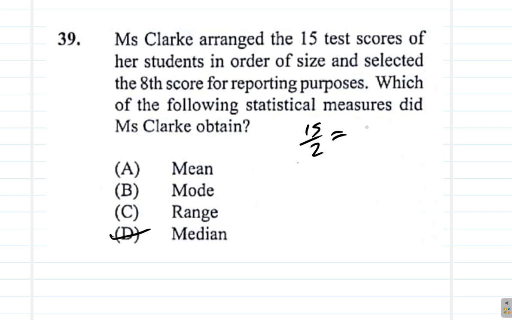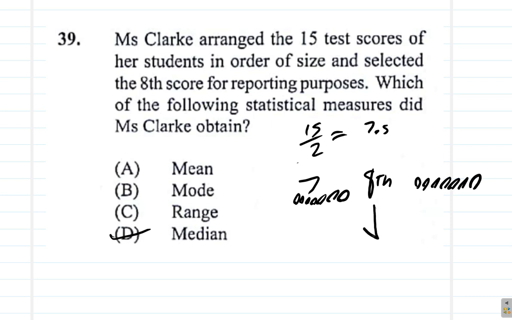But here, 15 divided by 2 is 7.5. Now, when you consider 7.5 and you add half to it, you get 8. Now, if you have the 8th one, then for 15, how many do you have on the left? You have 7 of them on the left: 1, 2, 3, 4, 5, 6, 7. And 7 on the right: 1, 2, 3, 4, 5, 6, 7. To make 14. And then the middle one is the 8th one, the median.